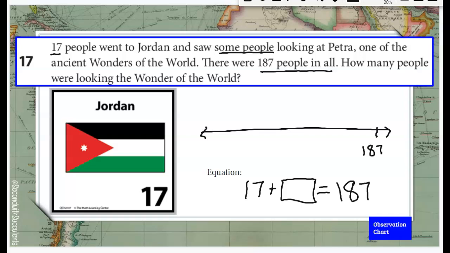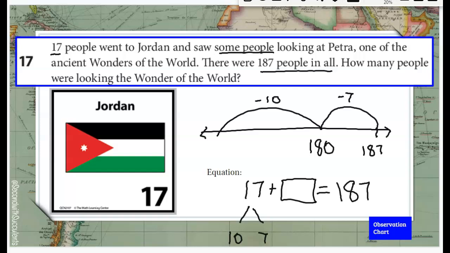So I have 187. Well, I know that if I subtract 7 from 187, that I end up at 180. I also know that if I subtract 10 more, that's the 10s in my 17, that I end up at 170. So 17 plus 170 must equal 187. Show a connection if you got this answer in a different way, using a different strategy.